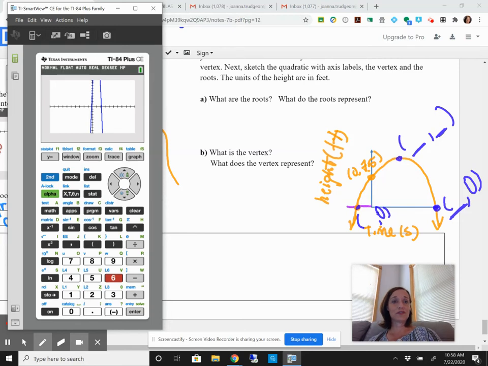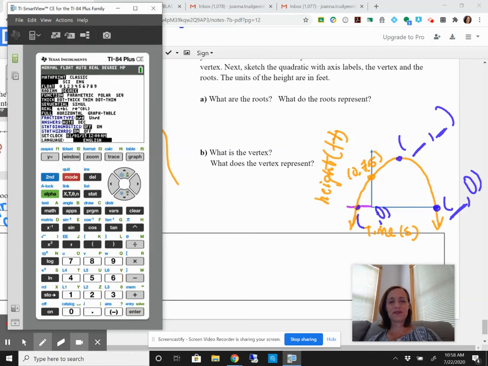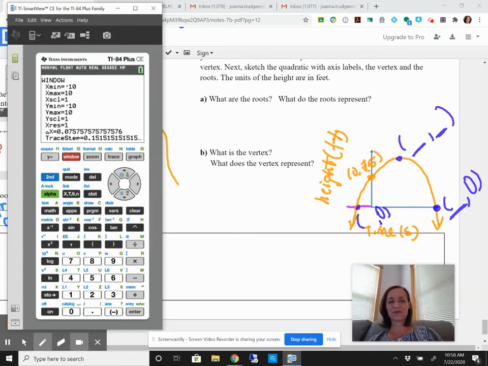Now that didn't really help us a whole lot, right? But one thing I can definitely see is that I don't need the x-axis to go from negative 10 to 10 like it is. I also need to see higher for the y. So when I go to window, you can do some zoom out things, but it just always sizes the window weird. I'm just going to change my x min.